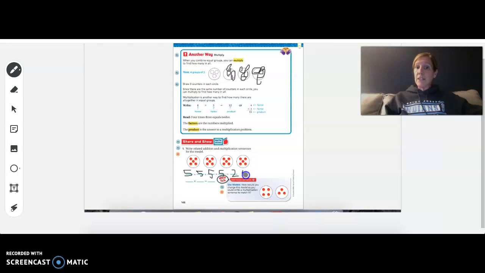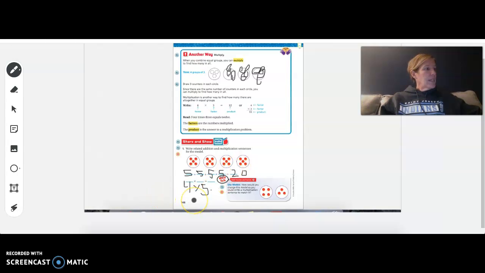The multiplication sentence that would match that, because they're equal groups, I have 4 equal groups. So it's 4 times, how many are in each group? 5. 4 times 5. And what would the product be? The product would be 20. So the product of 4 times 5 is 20. And the sum of 5 plus 5 plus 5 plus 5, 4 5s, would be 20. Okay?